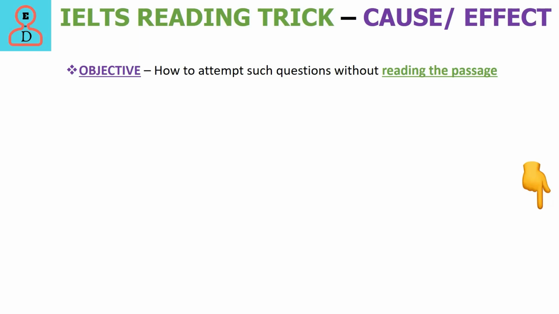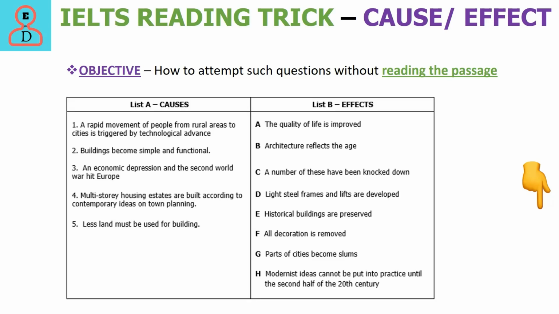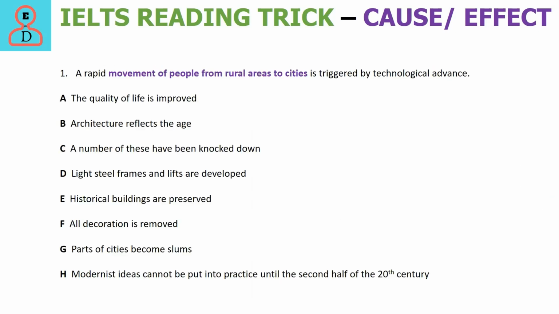So let's get started. First, let's have a look at the example that we are going to solve today. As you can see, on the left side we have 5 causes or questions, and on the right-hand side we have options which we have to match with our 5 questions. Let's analyze each cause one by one. Look at the first statement carefully.